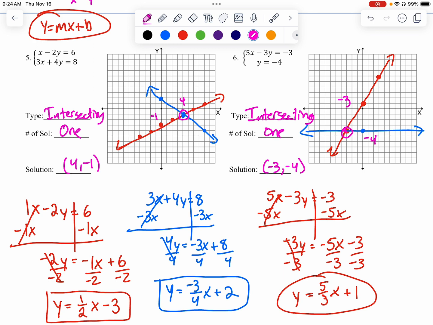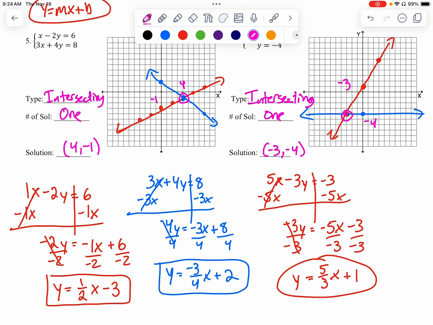All right, you now know how to solve systems by graphing. So try out the practice, and I hope it goes well.